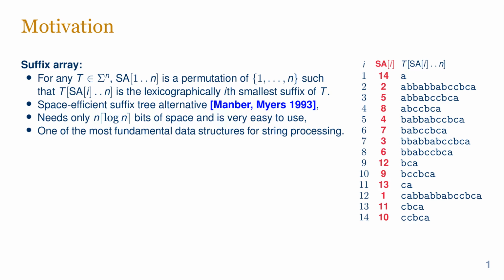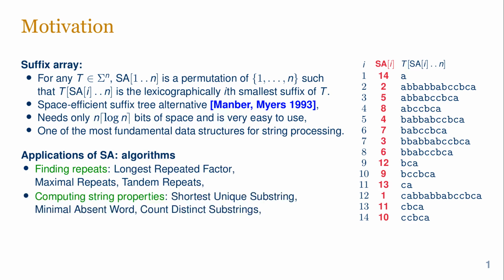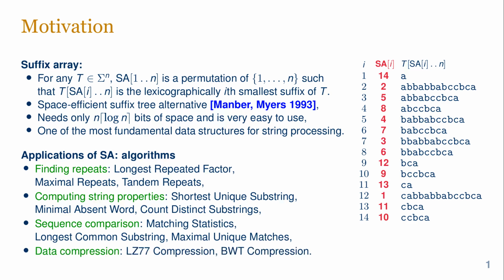Despite its simplicity, it was quickly realized that a suffix array is sufficient for many applications which previously used a suffix tree, and suffix array quickly became one of the most fundamental and widely used data structures for string processing. Examples of problems in which suffix array is utilized include finding repetitions, for example computing the longest repeated factor or locating all maximal repeats, computing various string properties and statistics, sequence comparison, and data compression.